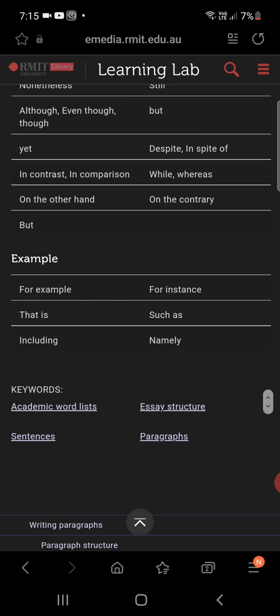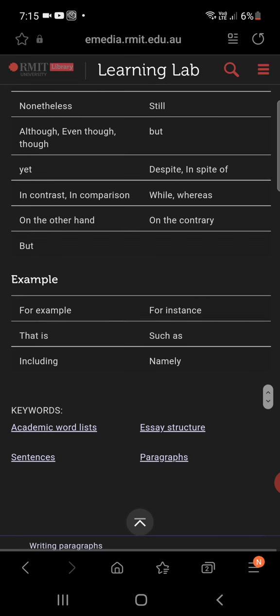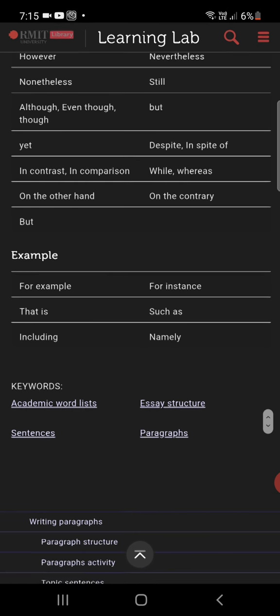I see in contrast is in comparison. I see in comparison is while. I see while is whereas. I see whereas is on the other hand. I see on the other hand is on the contrary. I see on the contrary is but. I see but is example.